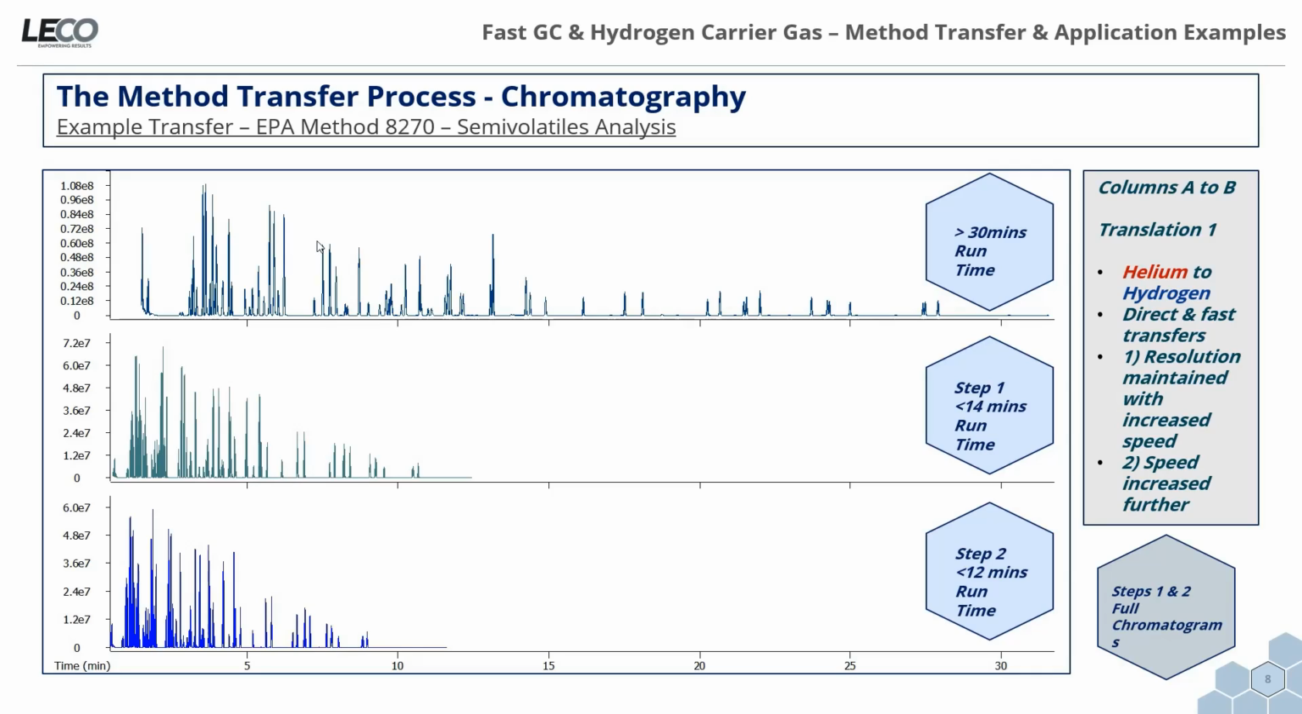So let's look at that graphically. The first run, your old run using helium, has a runtime of greater than 30 minutes, and then you do the direct translation to maintain resolution. And already you see a significant saving, as we discussed, so it's less than 14 minutes. And then to go even faster, with a slight reduction in resolution, you're then less than 12 minutes.